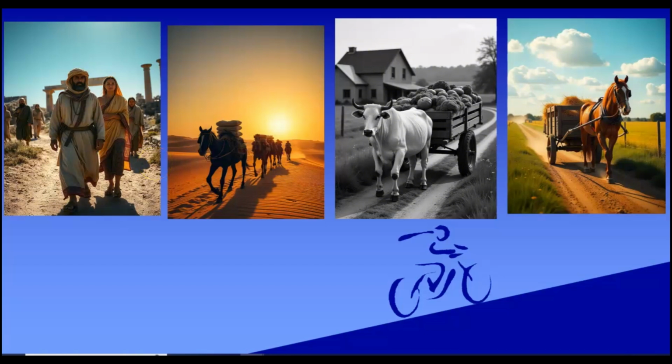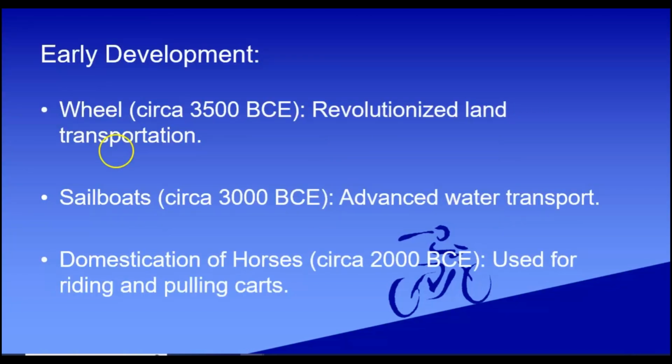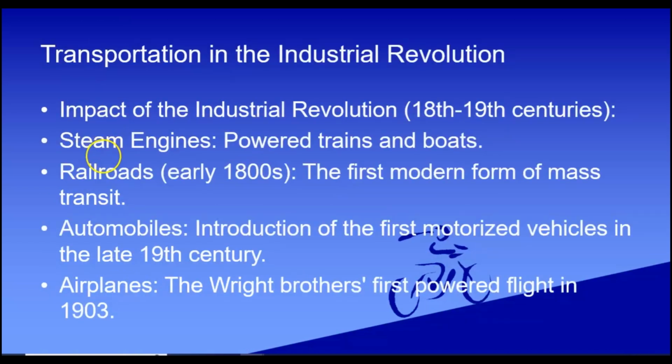And here you can see from the first picture, walking, you can see the use of horses, and here the use of camels and horses as a means of transportation, which was common in ancient transportation. Here we also have the early development through the use of wheels, the sailboats, and the domestication of horses, which I have also explained earlier.